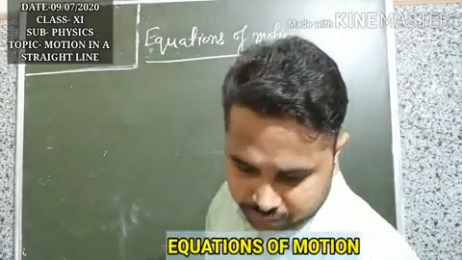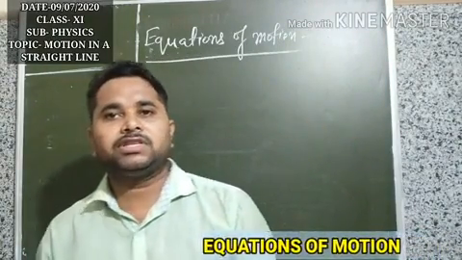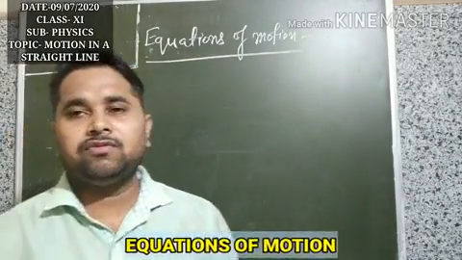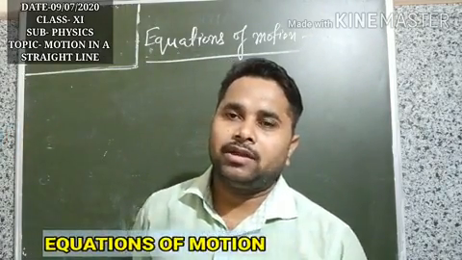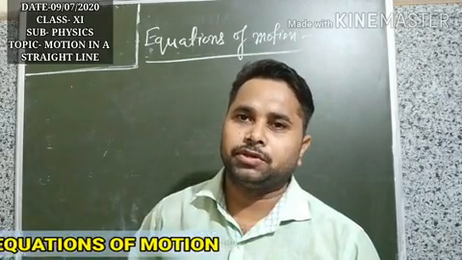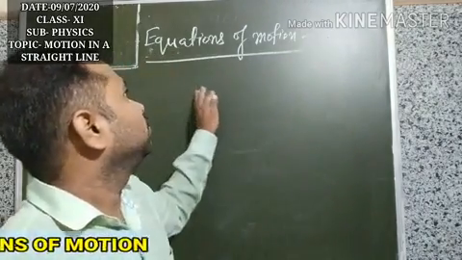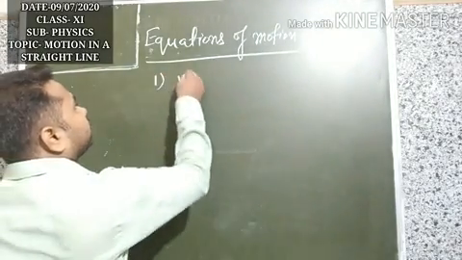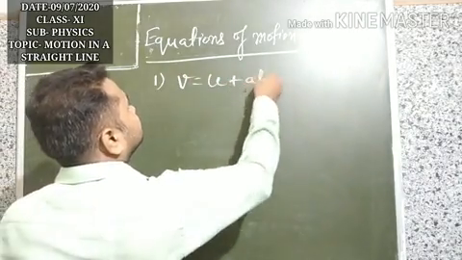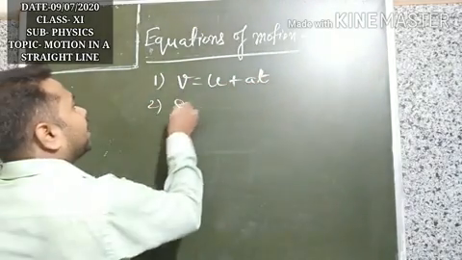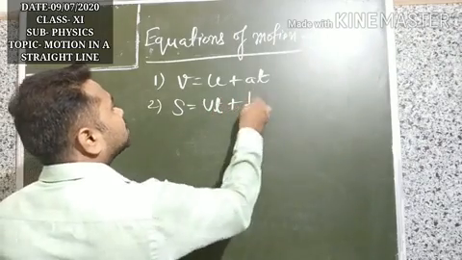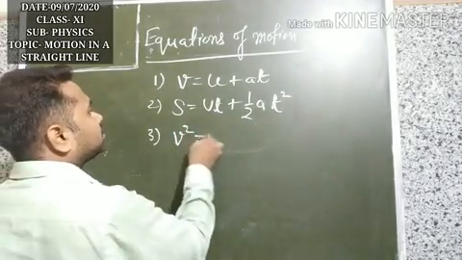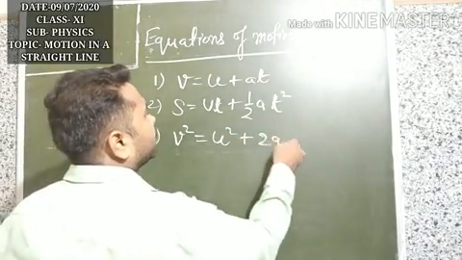Equations of motion. There are three basic equations of motion which are applicable for a uniformly accelerated motion. Listen, equations of motion, you know the three equations of motion. First is v equals u plus at. Second is s equals ut plus half at square. And third is v square equals u square plus 2as.